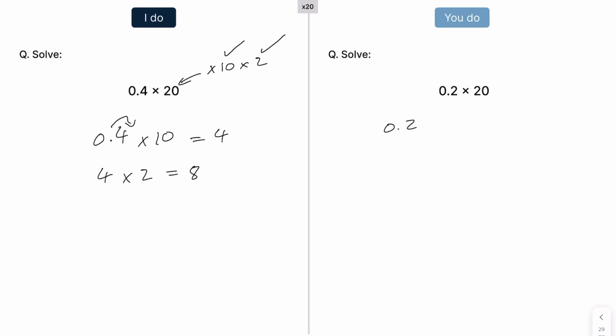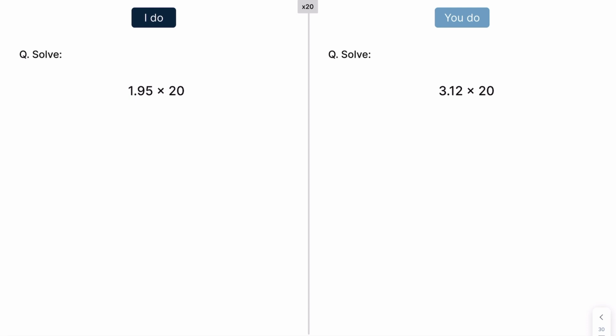Okay? So hopefully you've pressed pause and had a go at this one. So we have 0.2. And remember, this times 20 is the same as times 10 times 2. So we're going to first times it by 10. That gives us 2. Hop the decimal 1 to the right. And then we have 2 times 2, which gives us 4. And that's that done as well. So it's not always going to be nice and straightforward like the previous 2 examples. So I've purposefully included these 2 examples in here as well.